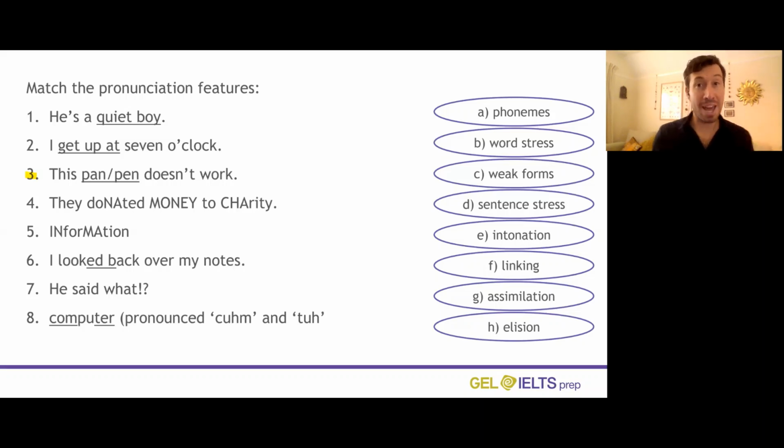Okay, so this pan or this pen, just one sound different. This is an example of phonemes. So this pan doesn't work, this pen doesn't work. You can see how if you don't pronounce the phoneme correctly, it can change the meaning of the sentence. And sometimes that can be confusing for someone listening. So that's a reason to understand how to get phonemes correct. Okay. Now look at number 4 below the video and see if you can choose the correct option.